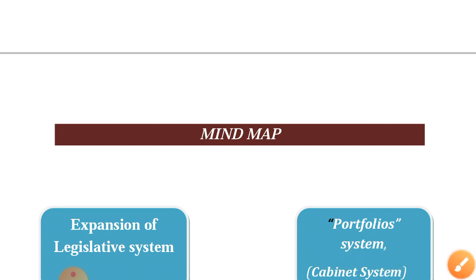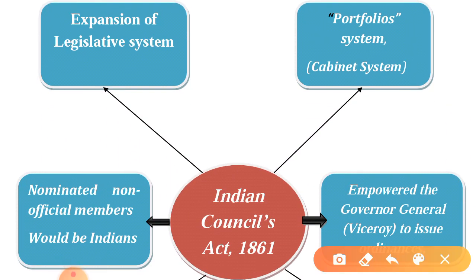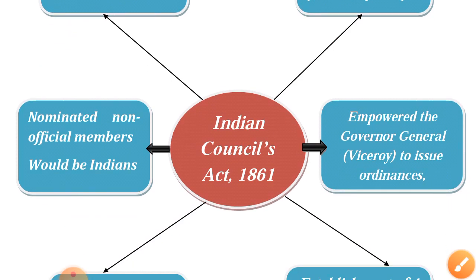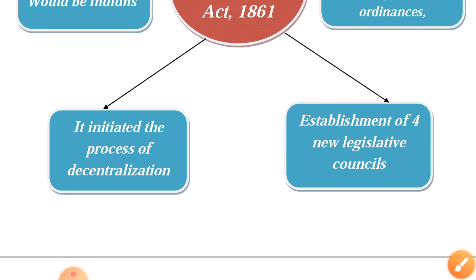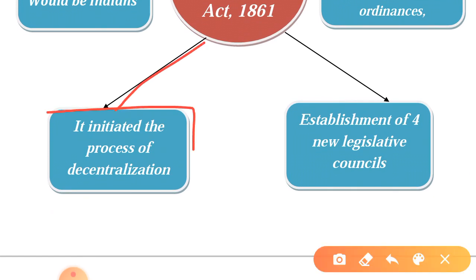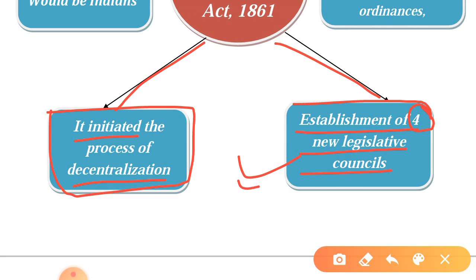Mind map, Indian Council Act 1861. First, expansion of legislative system. Second, portfolio system, you can say cabinet system. Next, nominated non-official members would be Indians. Next, empowered the Governor General to issue ordinance. Next, it initiated the process of decentralization. Next, establishment of 4 new legislative councils.